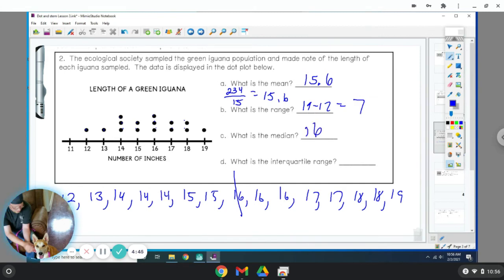So now we're going to find the interquartile range. To do that, you need to find the median of the lower half and then the upper half. The median of the lower half is 14, and the median of the upper half is 17. So to find the range, we're going to do 17 minus 14, which is 3. So the interquartile range is 3.